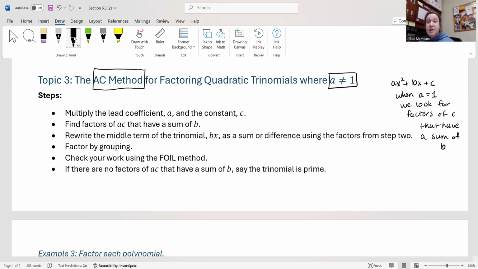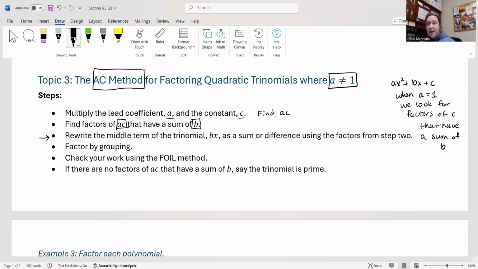So here are the steps that we take. Instead of just looking at the constant C, we have to look at the coefficient A, that's the coefficient of the squared term, and the constant C, and we want to multiply those. So we need to find the product AC, hence the name, the AC method. Now, we find factors of AC that have a sum of B. So that part's going to feel familiar. We're still looking for factors of a specific number that have a specific sum, okay?